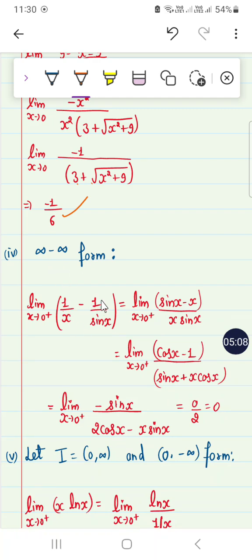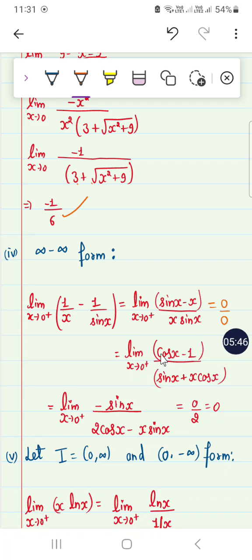So how do you solve this for existence of the limit? After solving this, we have (sin x minus x) upon x sin x, right? Now take the limit of this. Sin 0 minus 0 upon 0, this forms a 0 upon 0 indeterminate form, right? So this is not good, because we want a limit, right? So we take the derivative of this using L'Hospital's rule, right?